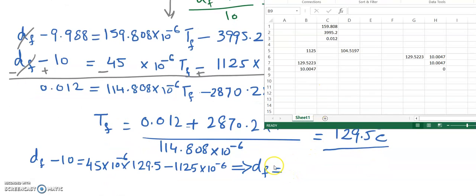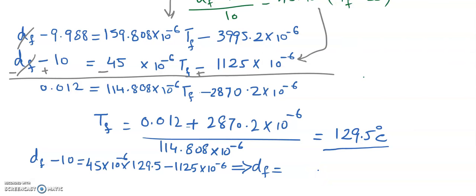So when you calculate it, the value will be 10.0047 millimeter. So the tungsten will increase from 10 to 10.0047, and the steel will increase from 9.988 to 10.0047, when the temperature of both increases from 25 to 129.5 degrees centigrade.